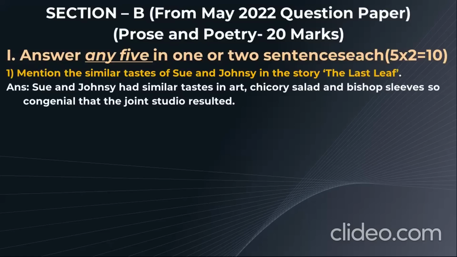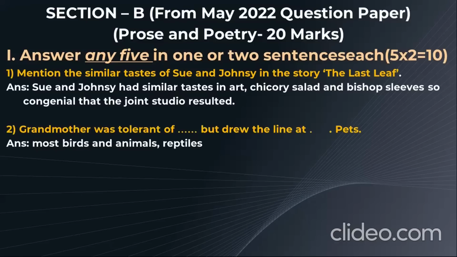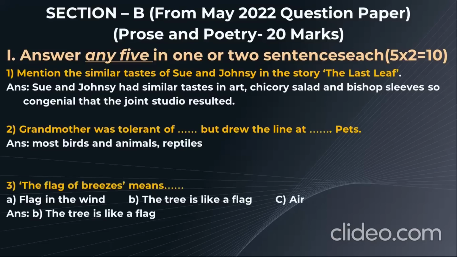So the first question: mention the similar taste of Sue and Jonesy in the story, The Last Leaf. Answer: Sue and Jonesy had similar taste in art, chicory, salad, and bishop's sleeves, so congenial that the joint studio resulted. Second question: grandmother was tolerant of blank, but drew the line at blank pets. So the answer is most birds and animals and reptiles. Third question: the flag of the breezes means. So you have 3 options. Out of the 3 options, the tree is like a flag.